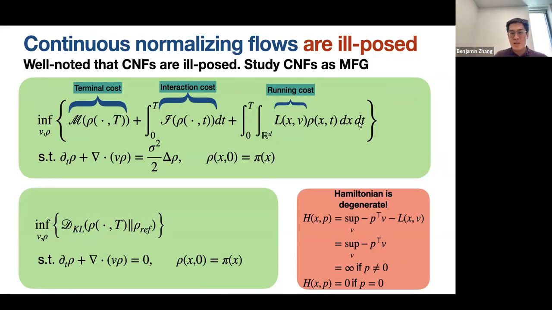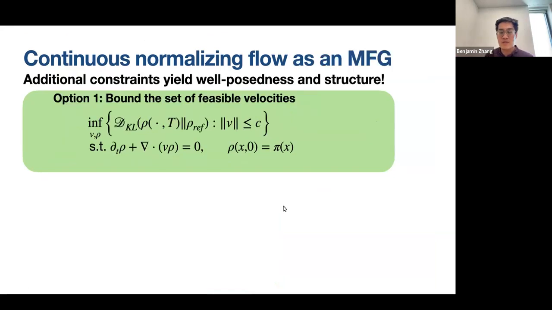So immediately you can see that these continuous normalizing flows are ill-posed in this form, without some sort of additional constraint involved, right? The first thing we can do, and in the literature we have sometimes seen this, is that people have said, oh, you should make the velocity fields bounded. And so, well, let's do that and see what happens. We're going to bound the set of feasible velocities. And once you add some additional constraint, you'll immediately see that this mean field game provides you not only some notion of well-posedness, but also the structure of what the velocity field should look like. So all we're going to do is take the same problem, and just bound the velocity field.